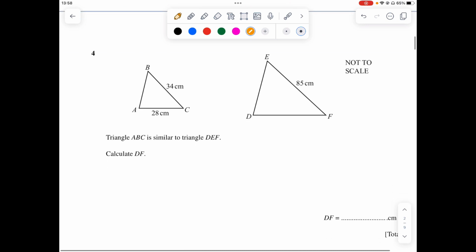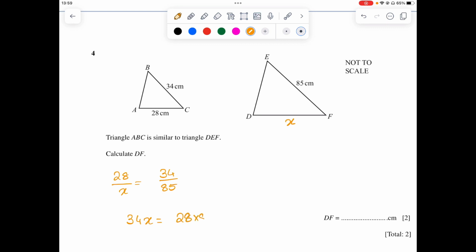Coming to question number 4. The triangles ABC are similar to triangle DEF. So when they are similar, calculate DF. So this is x. So base of the first triangle divided by base of the second triangle equals left side of the first triangle divided by left side of the second triangle. Do the cross multiplication. 34x equals 28 times 85. So x equals 28 times 85 divided by 34, which, when I simplify by calculator, gives me 70. So the answer is going to be 70.